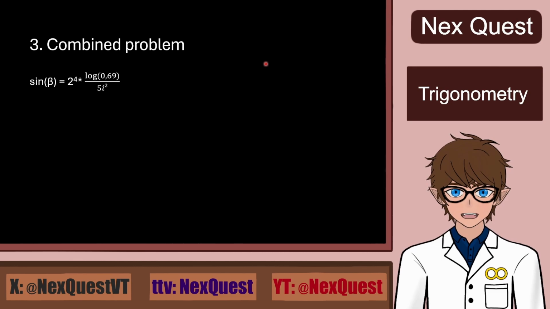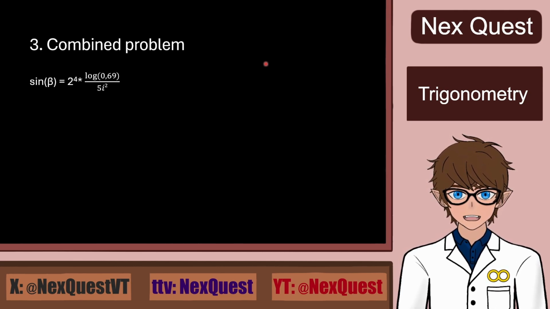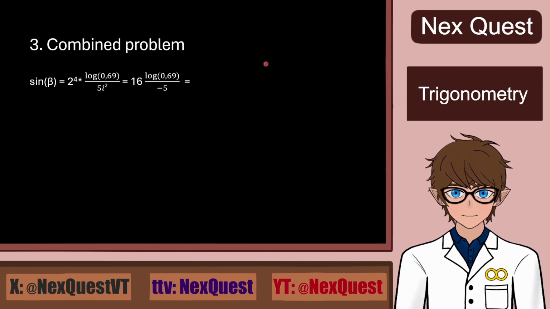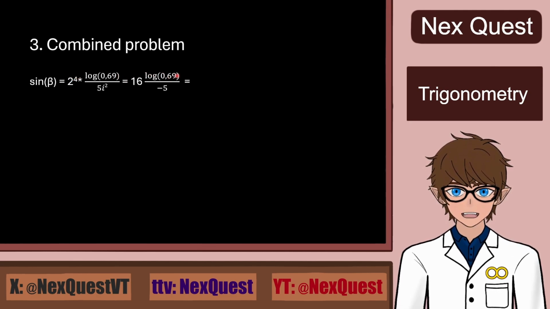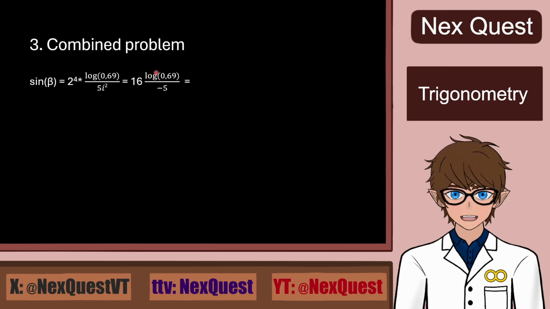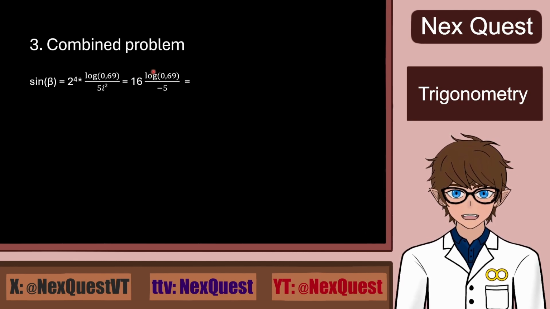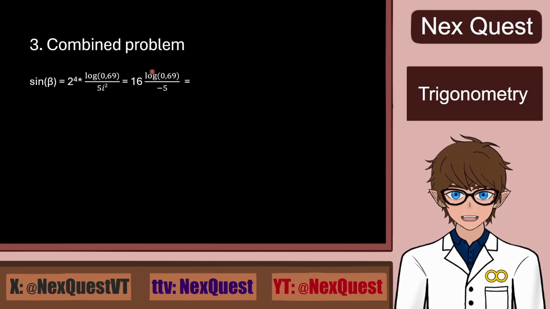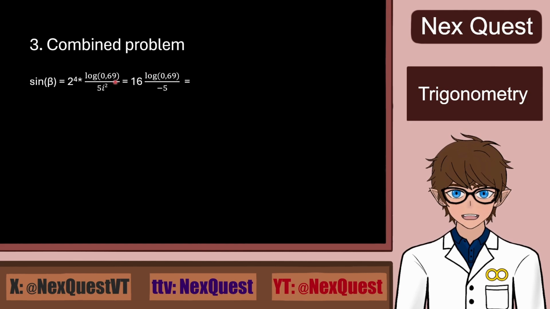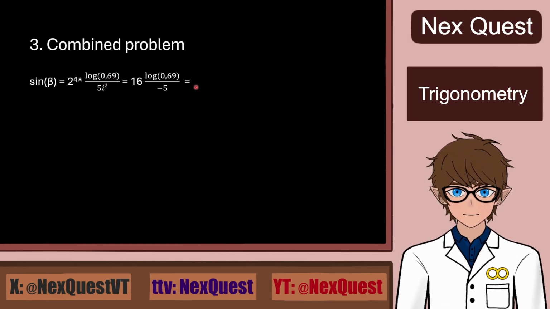And now, because I was a little mean, the hardest problem that has yet to appear in my mini tests, but it's really not that hard, it just combines a few previous lessons. 2 to the power of 4 is 16. Log of 0.69 will stay as it is for now. You can simplify it with the rules for logarithms as we did last time. Hopefully you still remember them. As for the denominator, it's going to be simplified to -5 because i squared is -1.